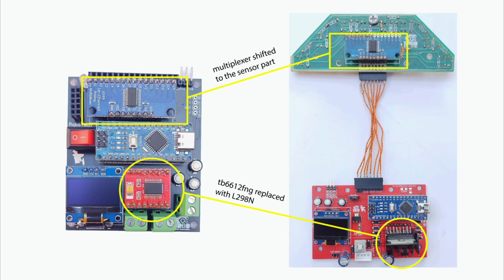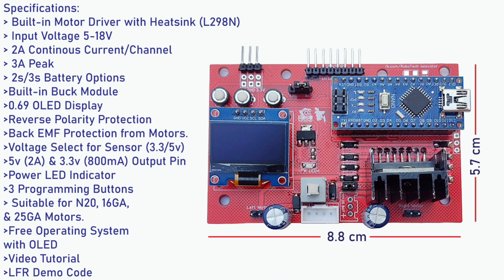In this version, I have replaced the TB6612FNG motor driver with an L298N motor driver along with a heatsink. To reduce the overall length of the PCB, I have shifted the multiplexer to the sensor section. Here is the overall specification of the board.